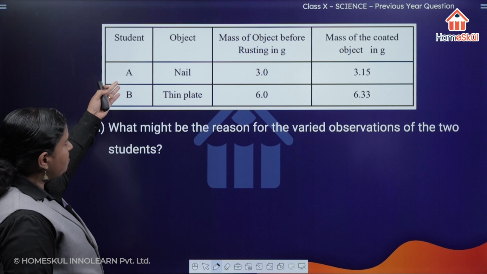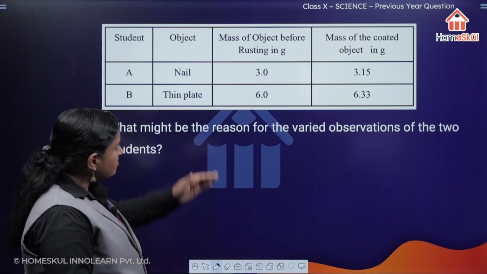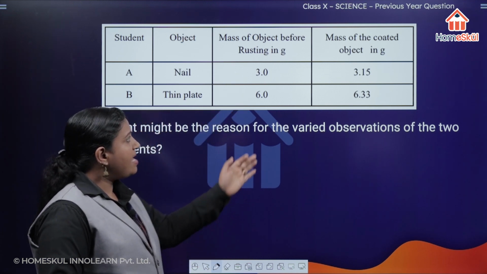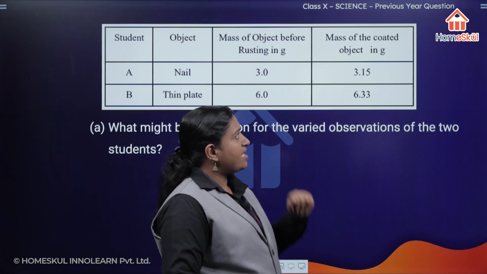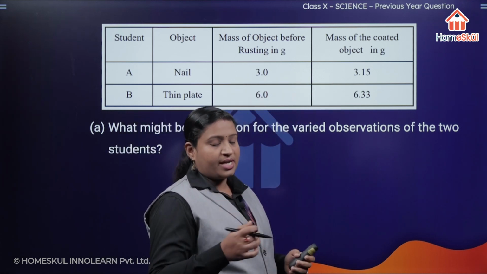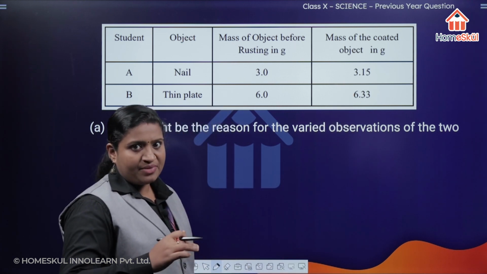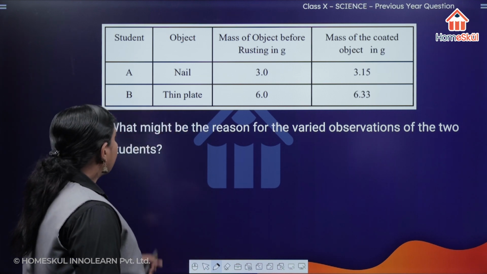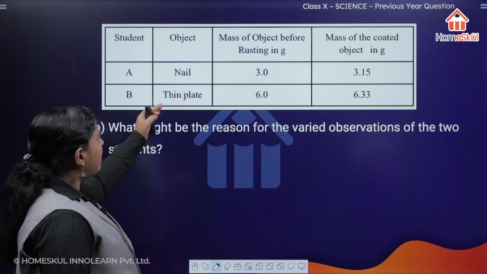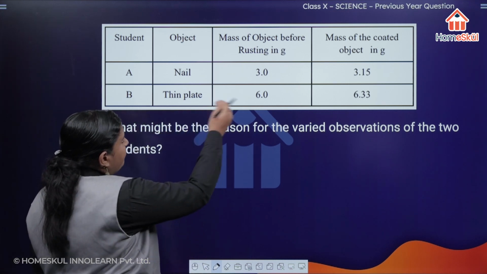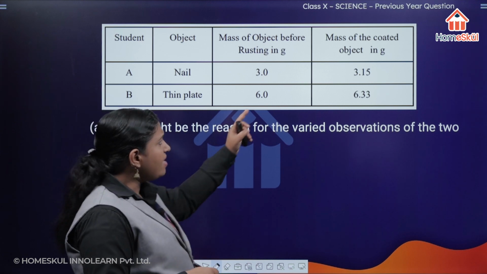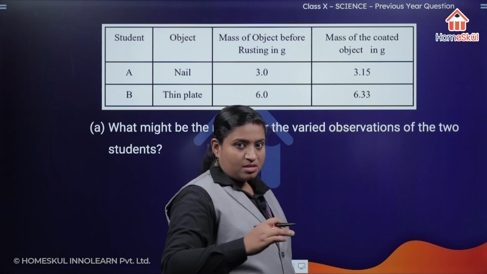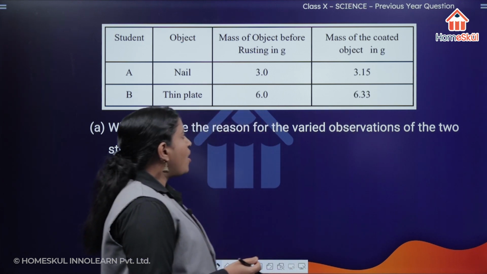Student A observed an iron nail, and the mass of the iron nail before rusting is 3 gram and the mass after getting the coating of rust is 3.15 gram. That means the mass increased when this coating of rust is formed. And student B observed a thin plate, mass of the thin plate before rusting 6 gram, and mass after getting the coating of rust is 6.33 gram.